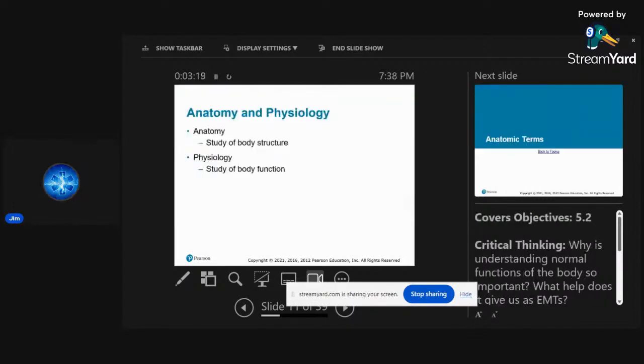Anatomy and physiology. Anatomy means the study of a body structure, and physiology means the study of the body's function. So, for example, a bicep muscle would be anatomy, and how the muscle contracts and moves and what it does would be physiology.